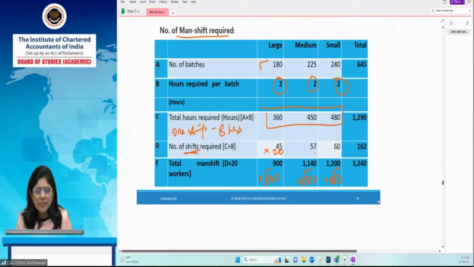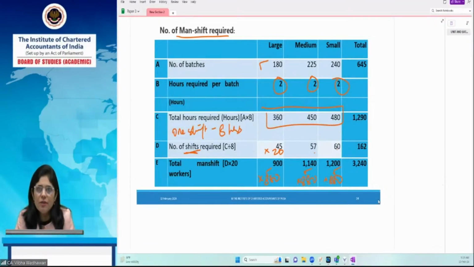So I repeat. Man hours, the labor you have to calculate per batch. Why? Because the information is given per batch. Time per batch, 2 hours. 45 minutes machine takes and 15 minutes setup. So the worker has to be there for 2 hours per batch. So that means total hours required is 360, 450 and 480.